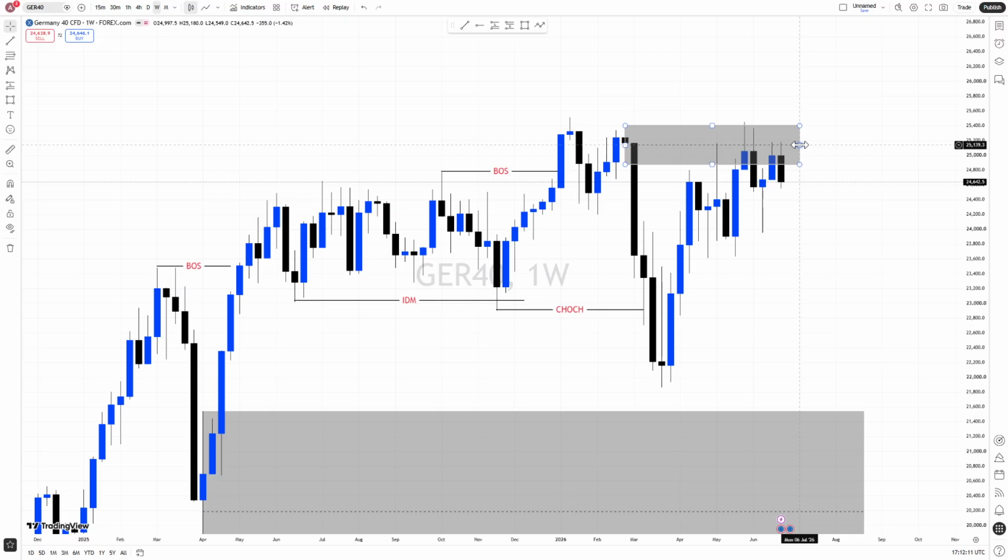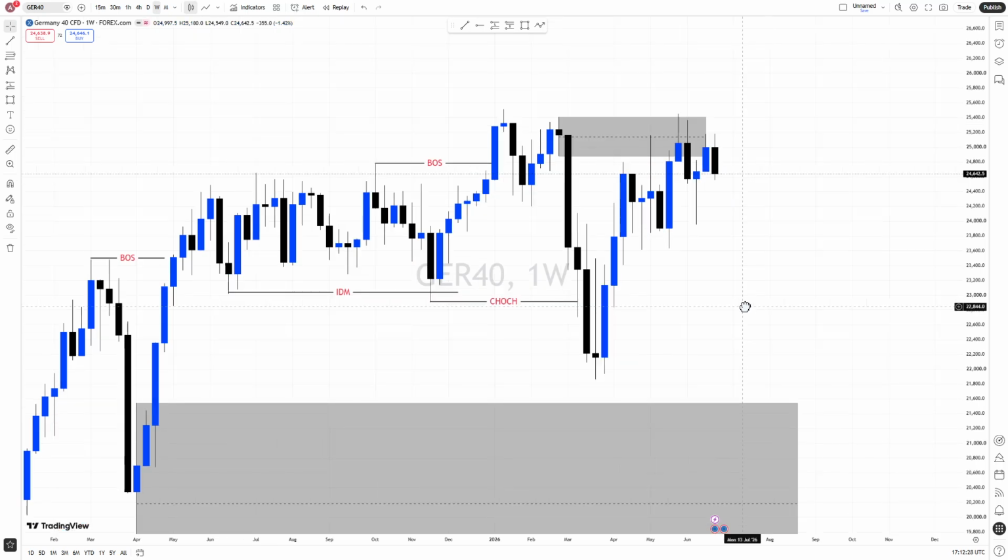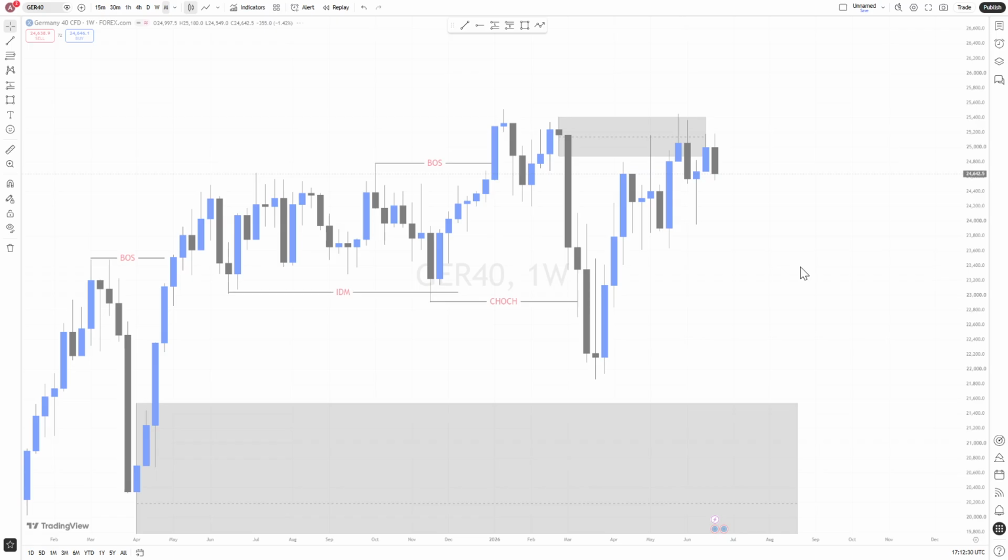So when we shift to a lower time frame, we will be looking for a change of character around this area for us to do what? To sell. Those are the confirmation entry. Actually, this is on a weekly time frame. If you look at it on a monthly time frame, you're going to see something like this.